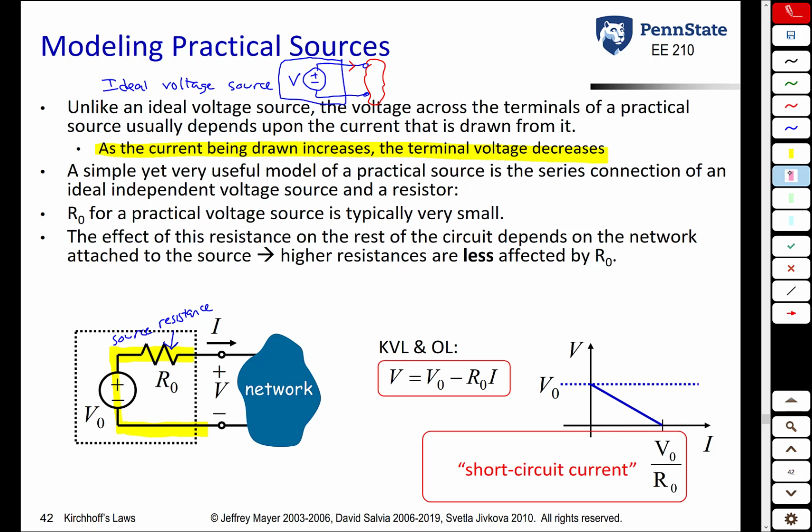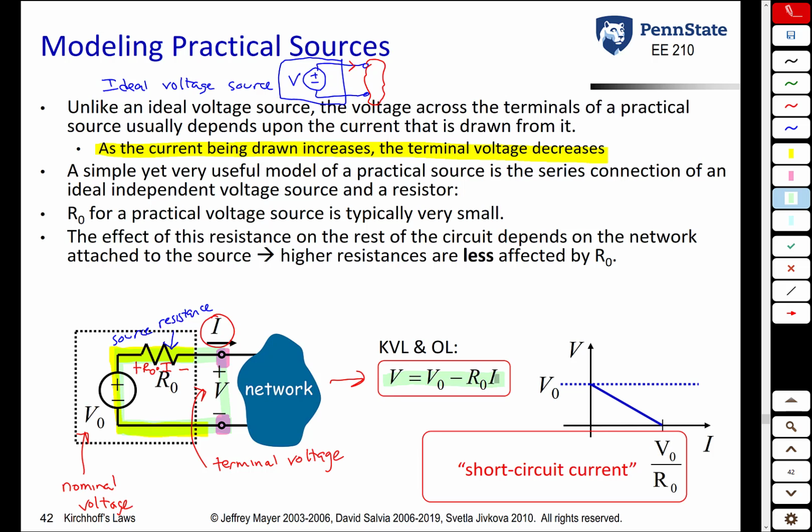If you look at the VI characteristics now at the terminal of this practical source, what you'll see is that the voltage V, which is what we call the terminal voltage, is related to V naught, which is what we call the nominal voltage, by this expression here. The terminal voltage is the nominal voltage minus a voltage drop across this internal source resistance. So this internal source resistance R naught has a voltage drop across it from Ohm's law equal to R naught times I, which is the current coming out of the source. So once again, if we do KVL, we get minus V naught plus R naught I plus V equals 0, or the terminal voltage is equal to the nominal voltage minus R naught times I.